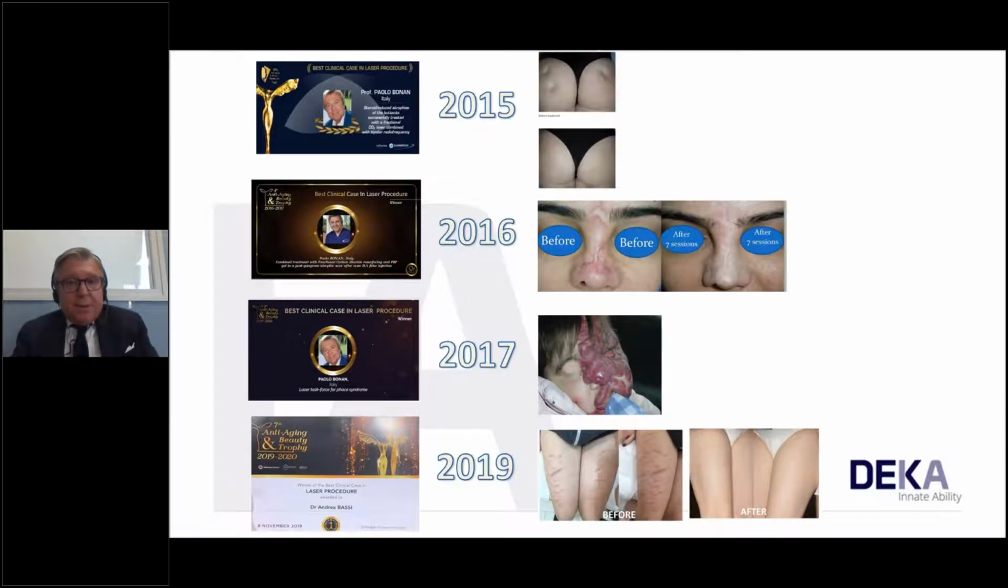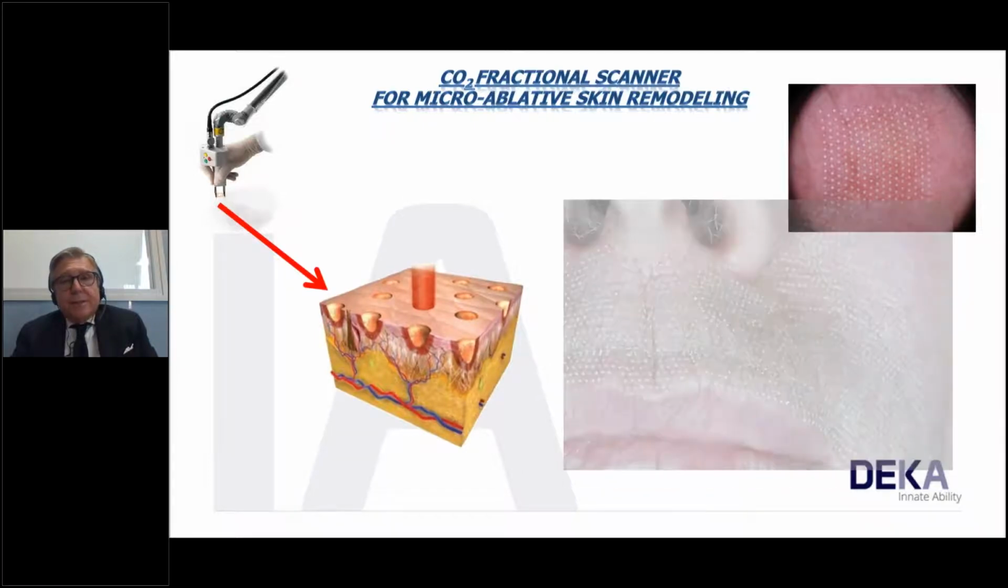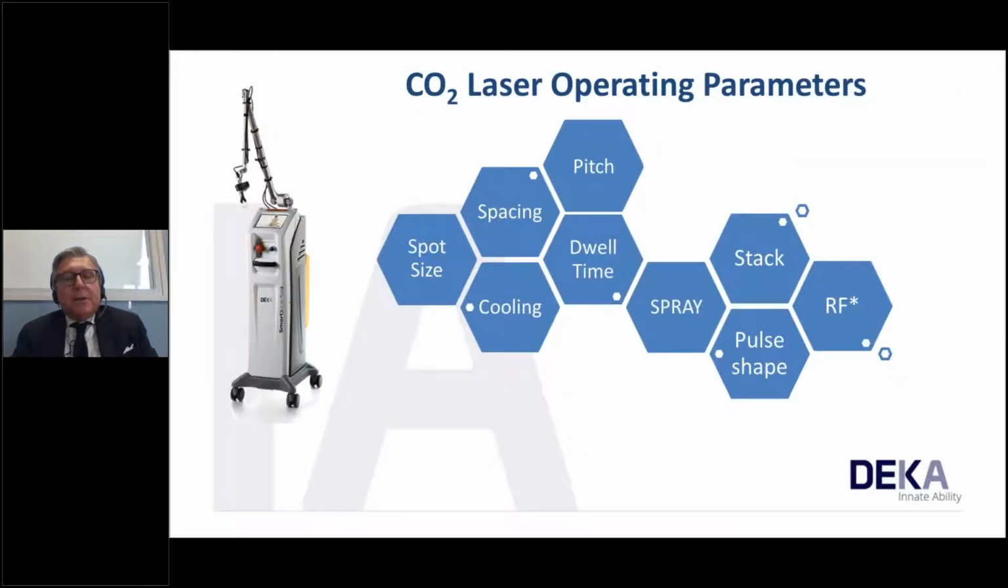The fractionated is characterized by microablative skin remodeling and a lot of columns of light. And you see here the dots that are the roof of the columns of light that penetrate into the depth depending on the parameters you use. And you see here a lot of parameters: spot size, spacing, cooling, pitch means fractional, dwell time, spray mode in the punto and tetra, stack, pulse shape, and radio frequency.